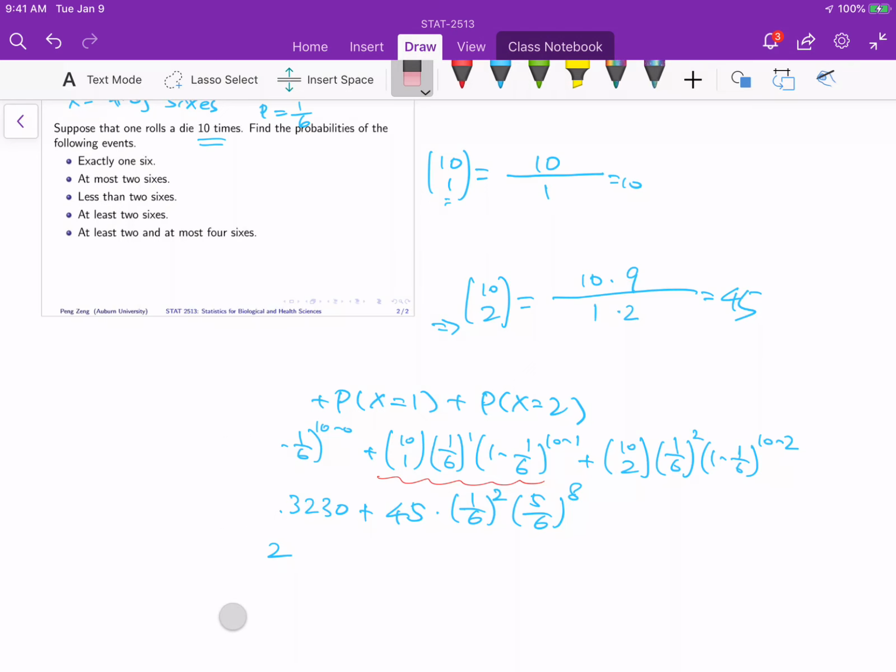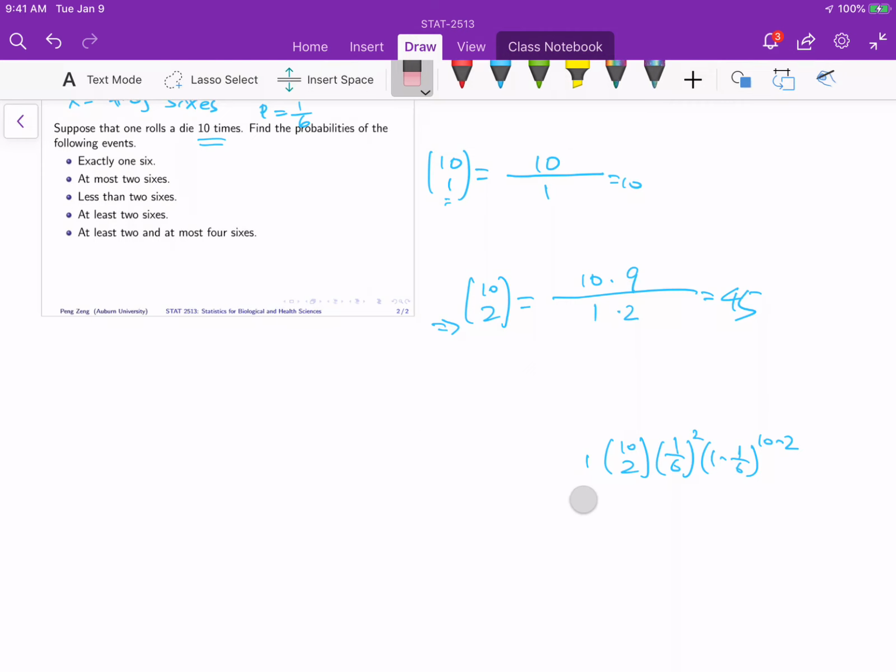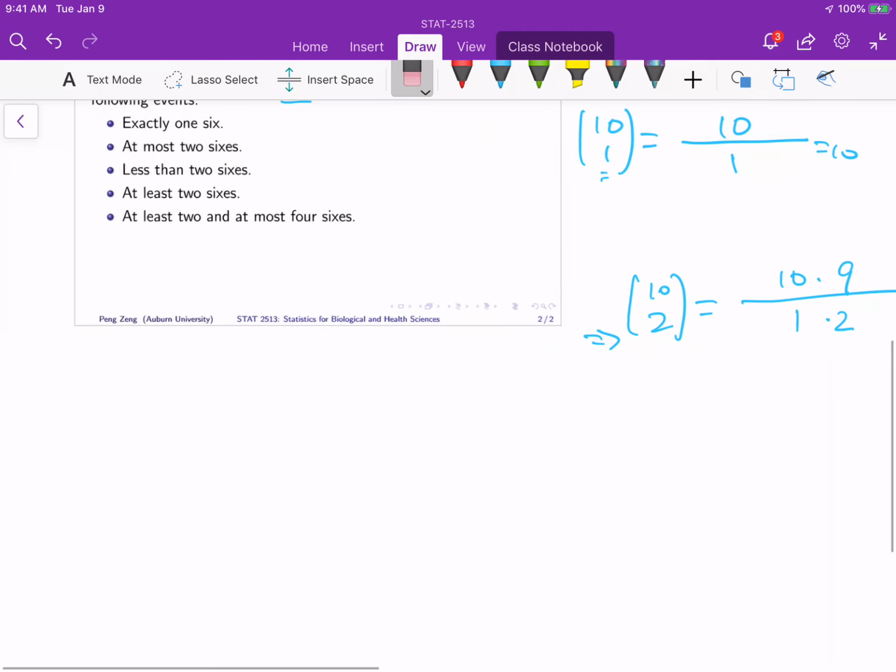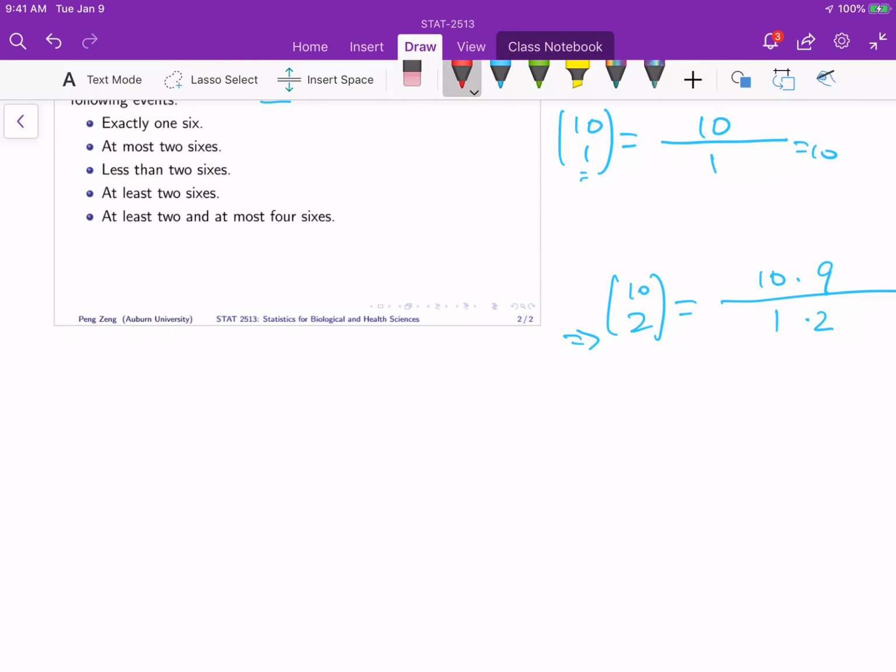Okay, let's continue and try to see the next one. Let me erase this one. Now this one will be less than 2 sixes. So this is the probability that X is less than 2. Okay, so there is no equal, right?